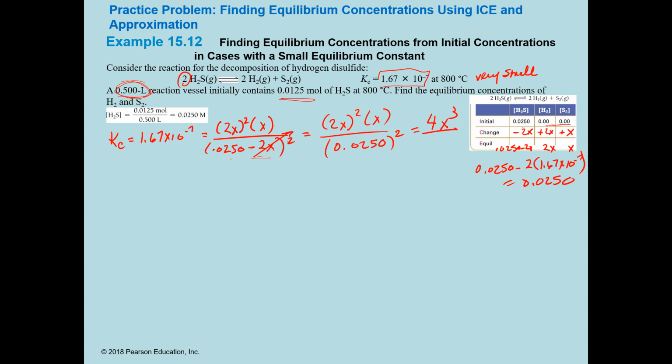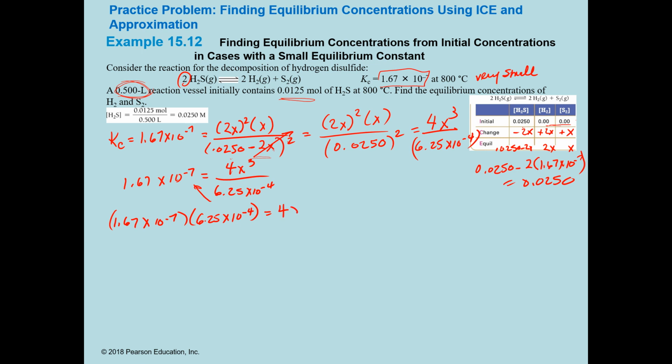divided by 6.25 times 10 to the minus 4. That's 0.0250 squared. All right, so 1.67 times 10 to the minus 7, which is Kc, I forgot all about it because I was doing all that other stuff, is equal to 4x cubed divided by 6.25 times 10 to the minus 4. So I've got to multiply that over there. So 1.67 times 10 to the minus 7 times 6.25 times 10 to the minus 4 is equal to 4x cubed.